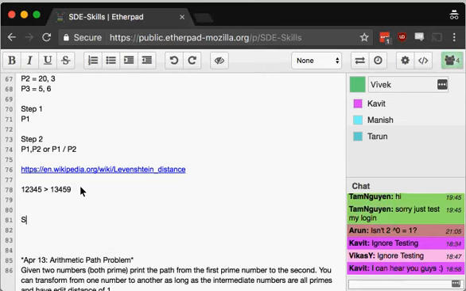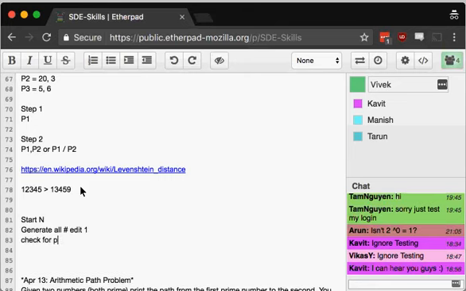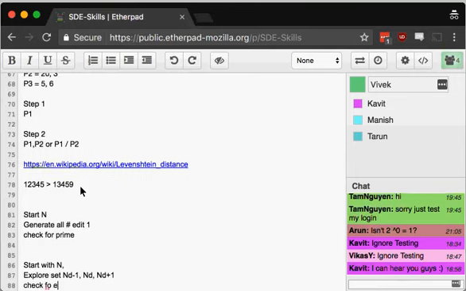So you have two options. Start with n, and then generate all numbers which are of edit distance 1, and then check for prime. This is option 1. Or you essentially start with n, then explore the set of primes with n minus 1, n or n plus 1 digits, and then check for edit distance of 1.